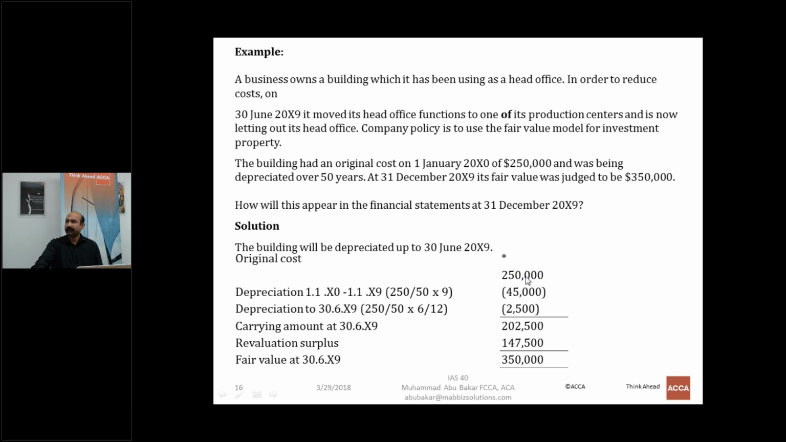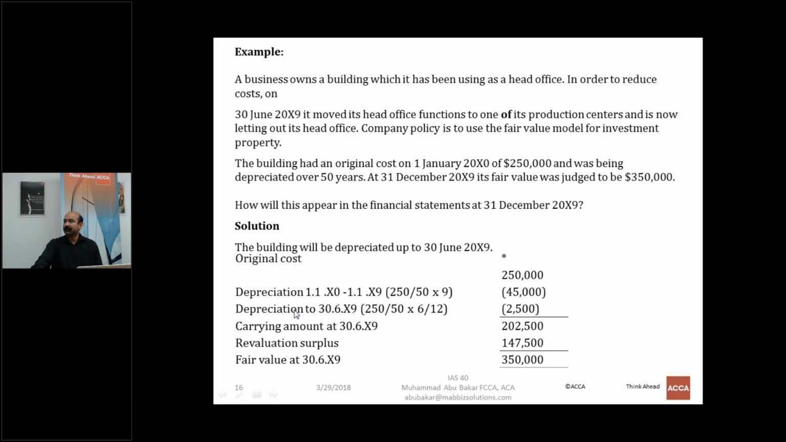See, this is the cost from 1st January 2010 till 1st January 2009. 9 years have passed. So 250,000 cost divided by total life, into 9 years till this date. So this will give you 45,000 accumulated depreciation.